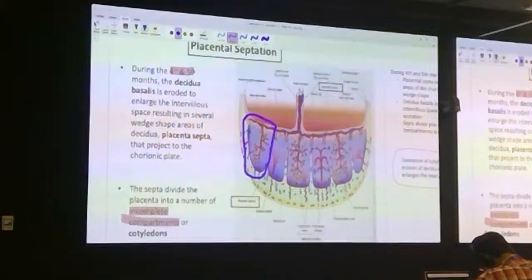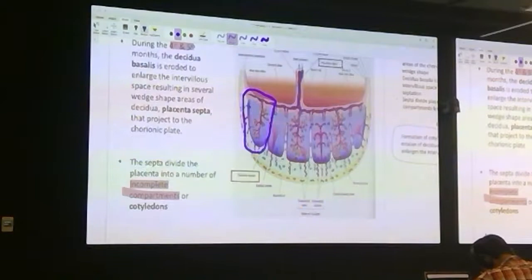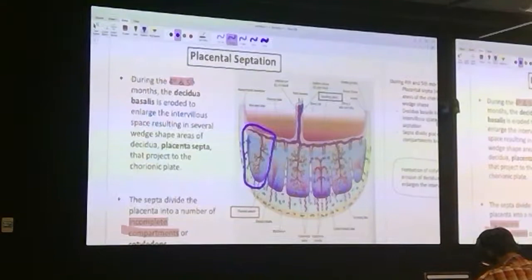For what you need to know about this, placental septation forms cotyledons, and just know that the blood supply between the mom and the fetus are separate.